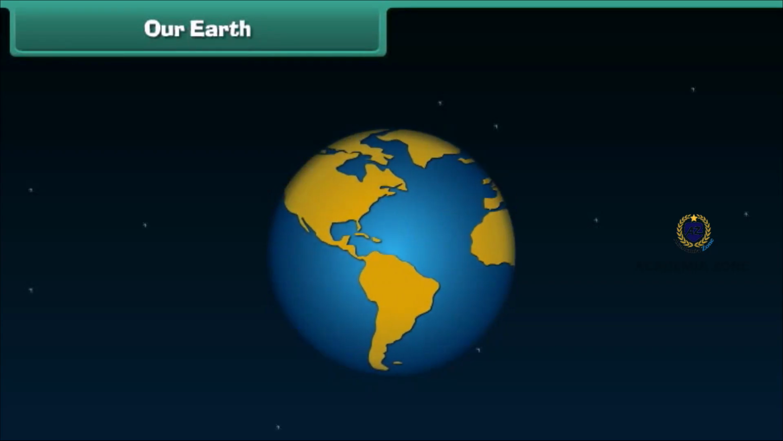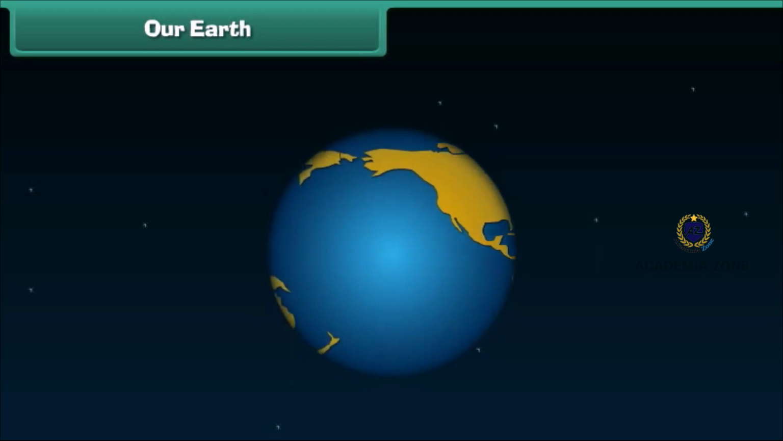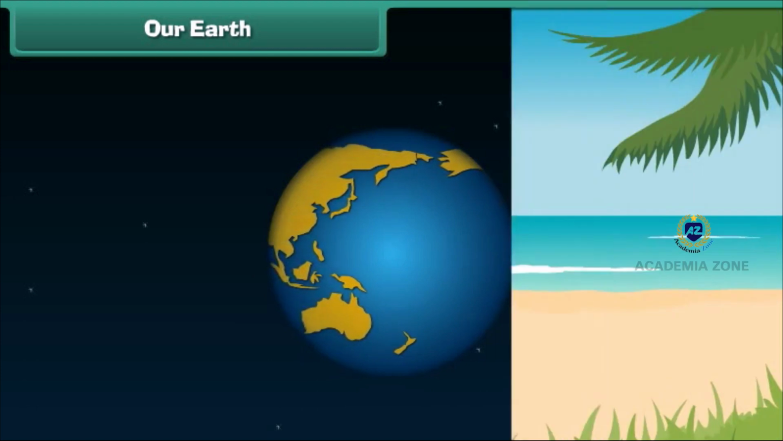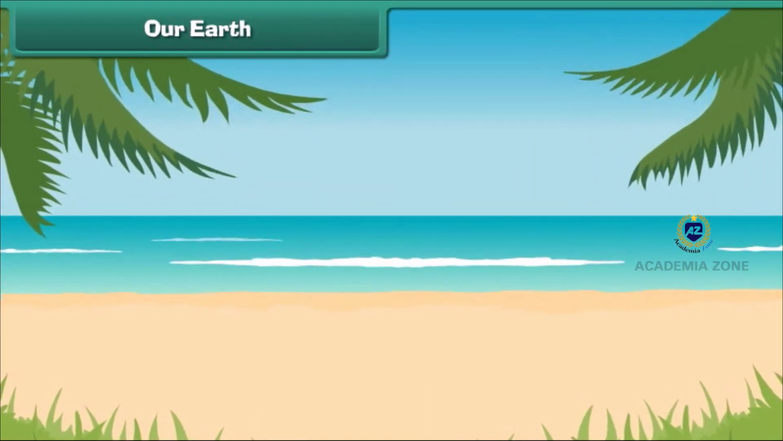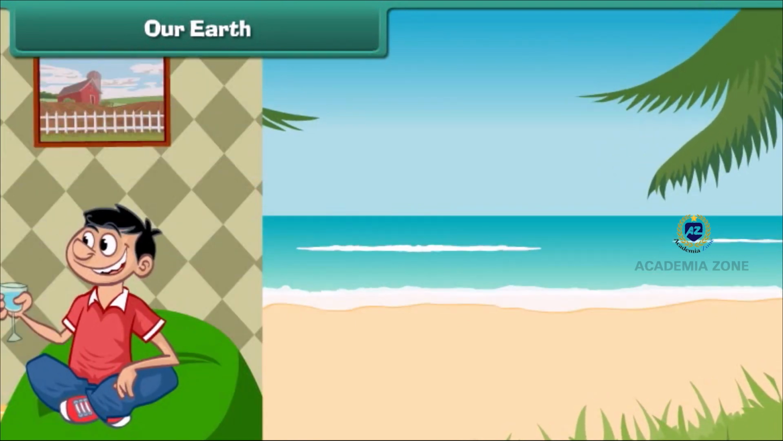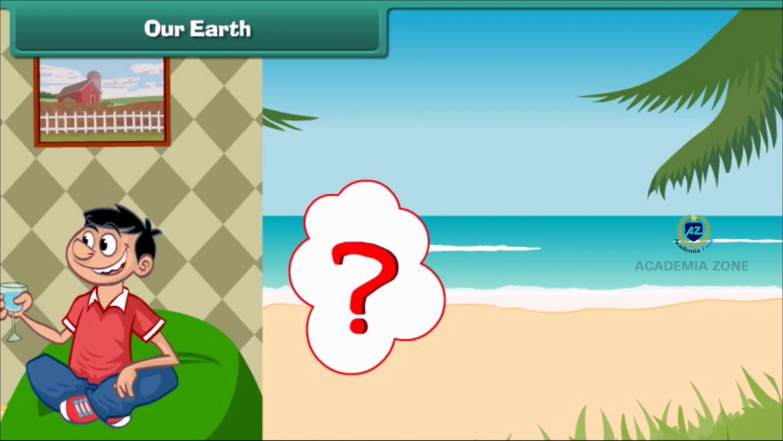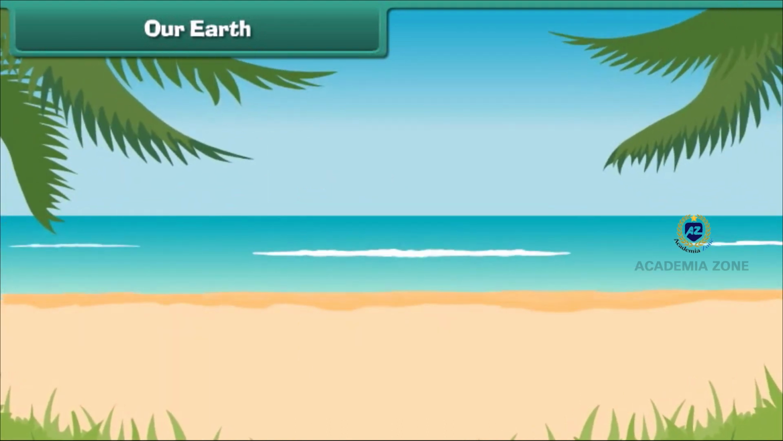Friends, we live on a planet called Earth, which is round in shape, just like an orange. It has a sky above and oceans filled with water below. We breathe in air and drink water daily. But do you think that we can live without air and water? No, it is not possible. Our Earth gives us air and water to live.